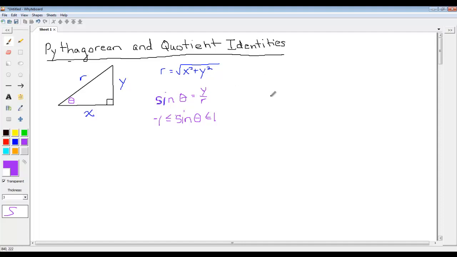And the same thing happens with cosine. Cosine of theta, we talked about being x over r. For the same reasons that sine of theta is greater than or equal to negative 1 and less than or equal to positive 1, cosine theta is as well.